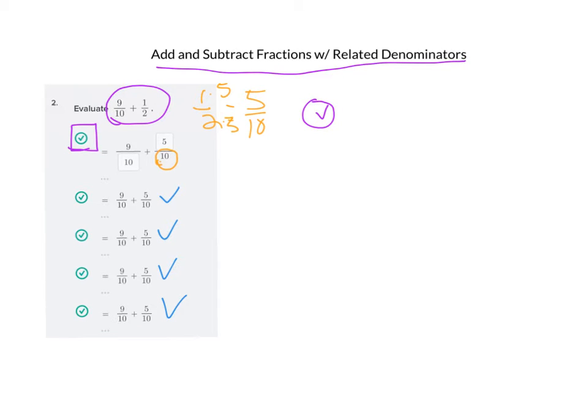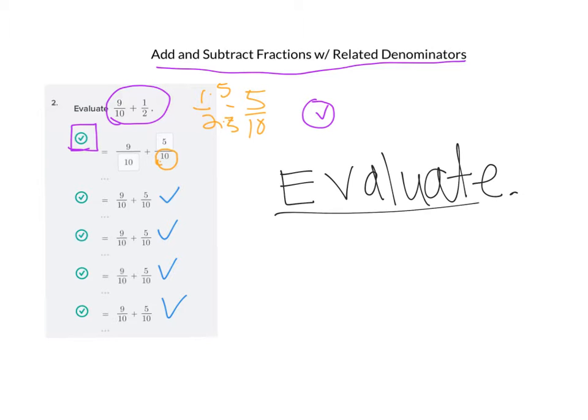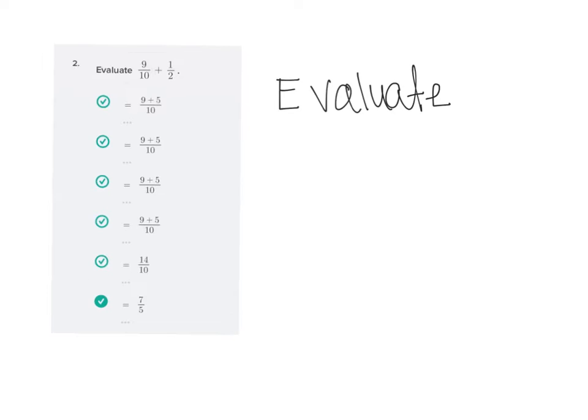But the word that Mathspace uses is evaluate. Evaluate means to come to an answer. So we know we need to evaluate what's going on here. So we're trying to come to an answer. The student recognizes, well, 9/10 plus 5/10 is 9 plus 5/10. Eventually that student says, hey, 9 plus 5/10, hey, that's 14/10.